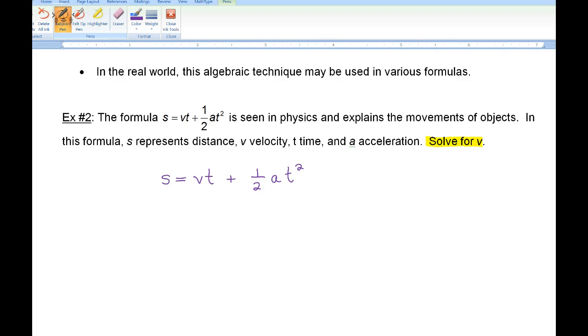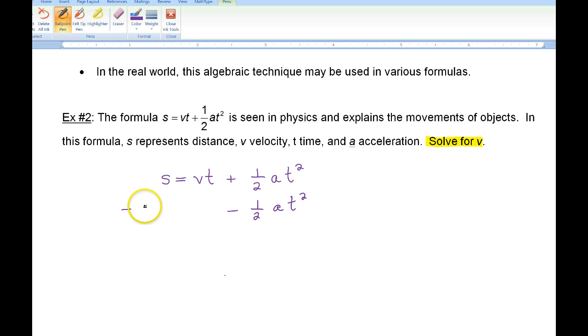So sometimes we have formulas, right? Like formulas for area, length times width, and the perimeter formula. This is a formula that you would see in physics. Don't worry, you won't have to worry about that anytime soon. But this would be a formula that you would have, and we want to solve for V. So in this case, I have VT plus a whole bunch of different things written on it, so I'm going to subtract the whole thing, 1/2 AT squared.